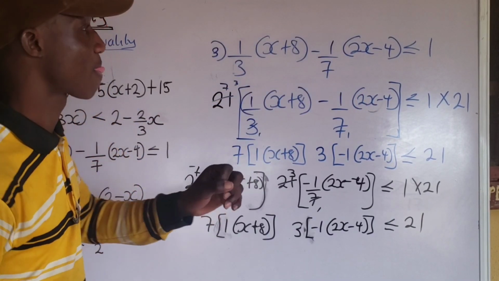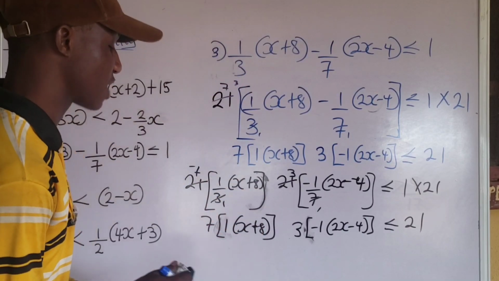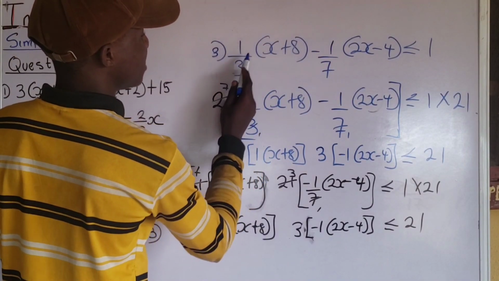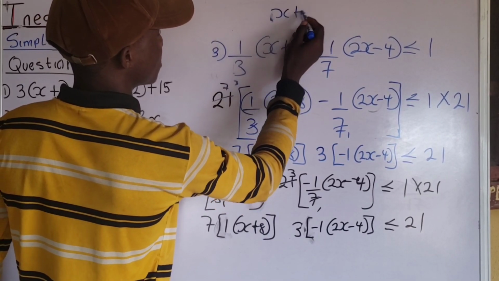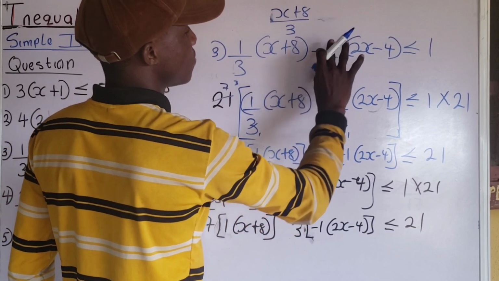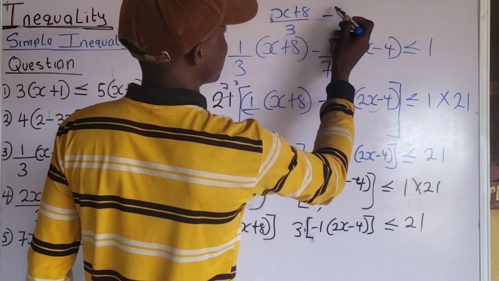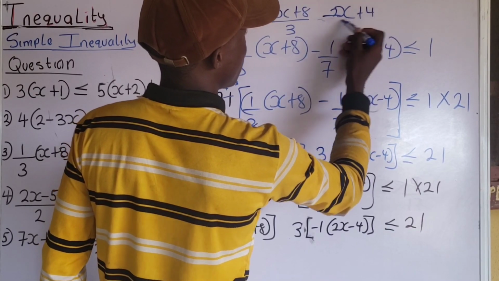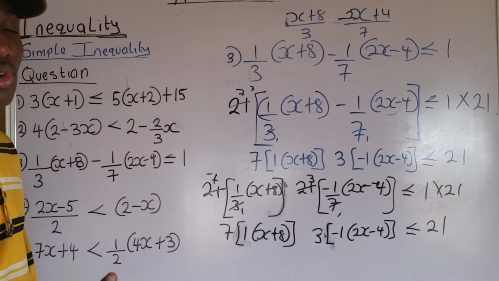Please kindly pay attention. Let's say you want to go another way. Perhaps you want to write the fraction in this way, maybe 1 over 3 multiplied by x plus 8, that is x plus 8 all over 3, minus negative 1 over 7 multiplied by 2x plus negative 4. That will be negative 2x, then positive 4 all over 7. Now, if you are trying to go this way, you can do it like that.